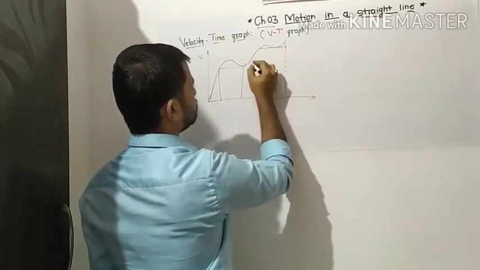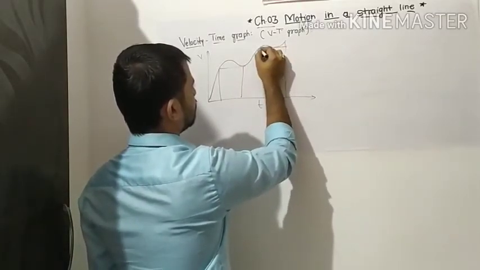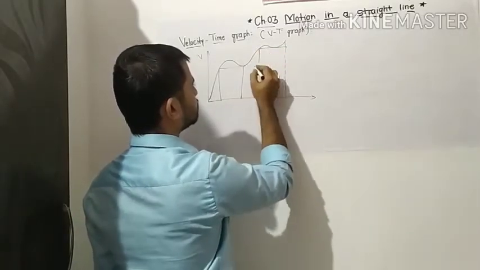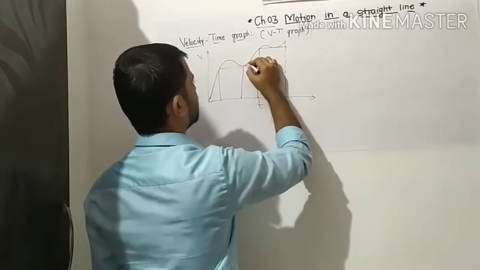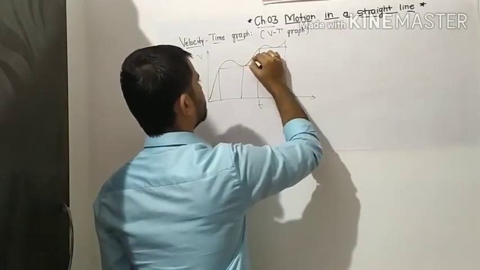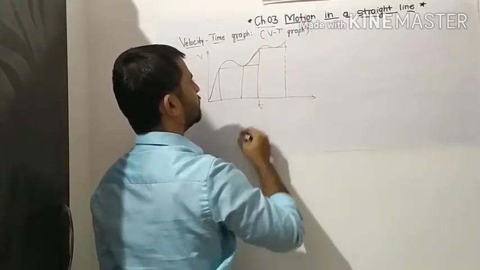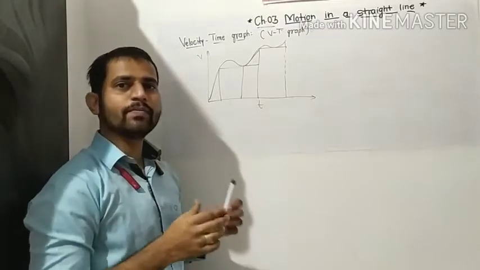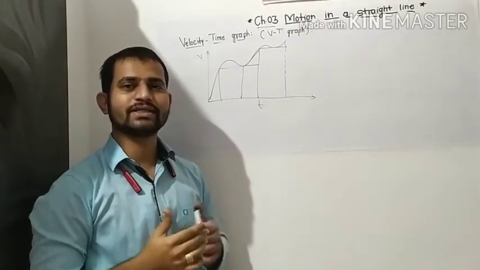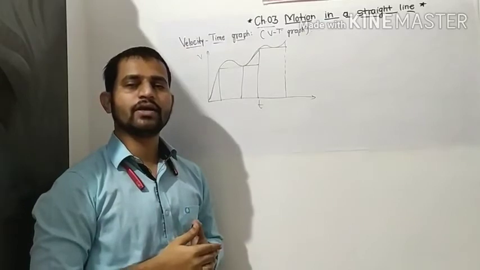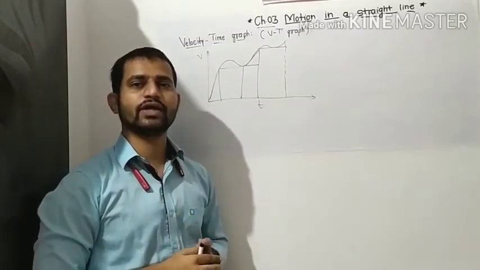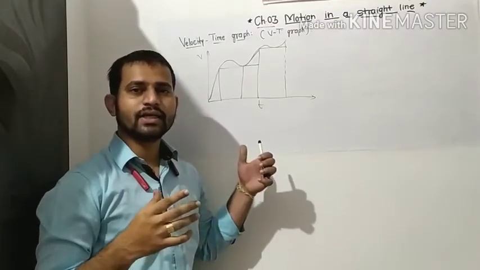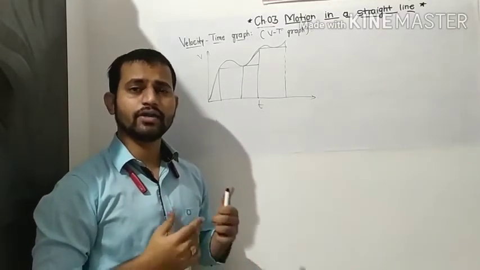Again at this point we will get one rectangle. Again if we connect this here, we will get one triangle, and if we connect this, we will get another triangle. Like this we have to divide this area into a number of parts, and then by combining all these areas we will get the area under the VT curve.